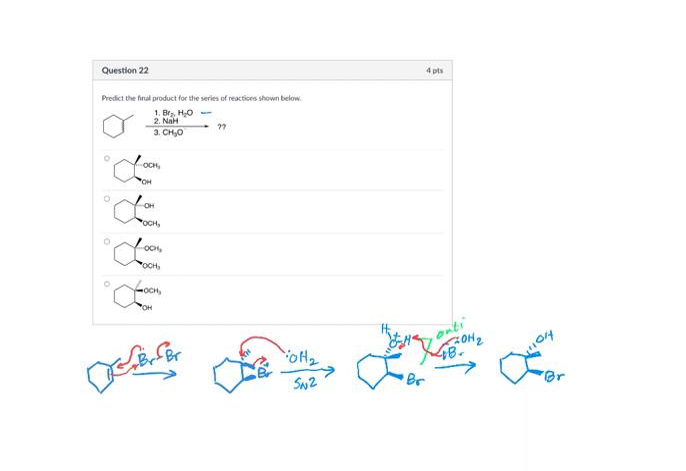Now, these are anti, so in the next step, what happens is we treat this with sodium hydride. Remember, sodium hydride is a strong base, but it's not nucleophilic. So we have hydride here, and what it does is it deprotonates the alcohol to form the alkoxide. I'm going to switch this methyl over to this side.